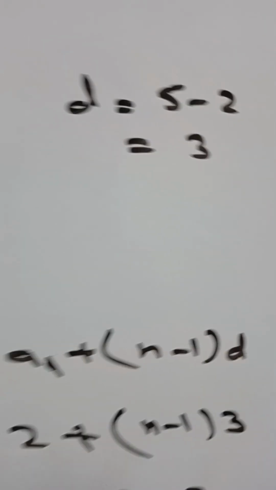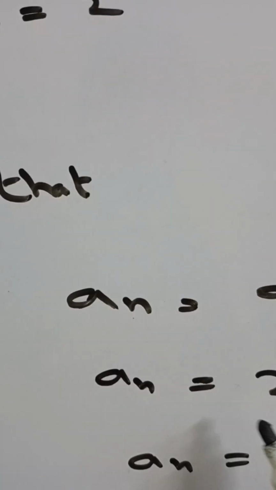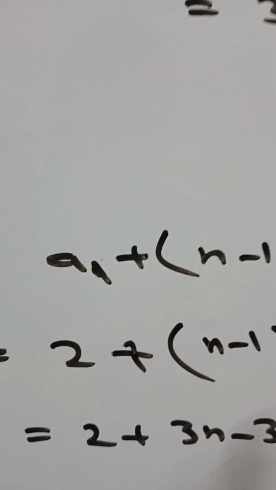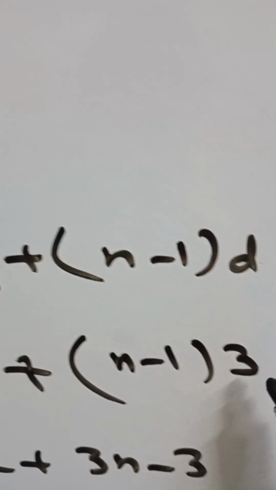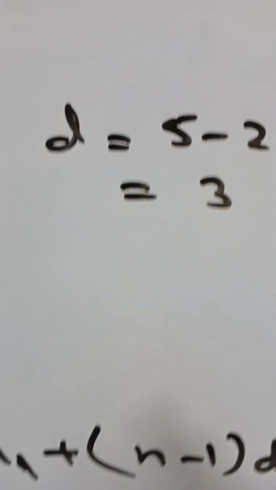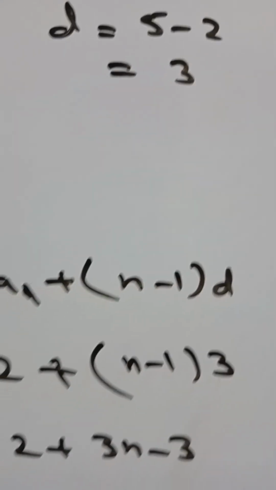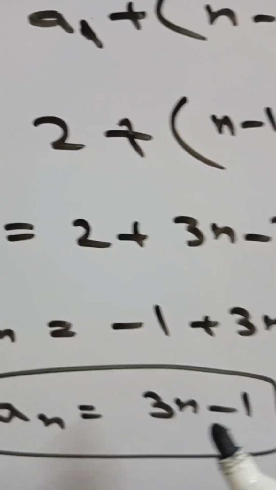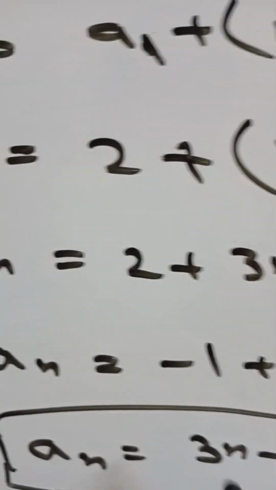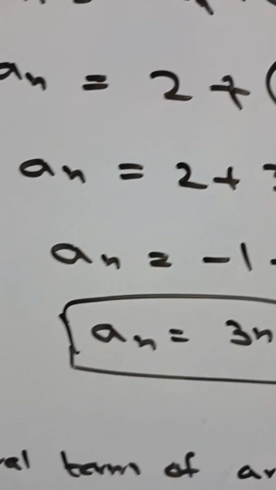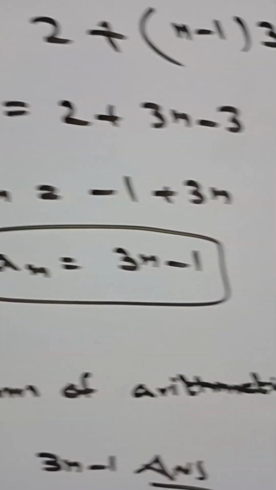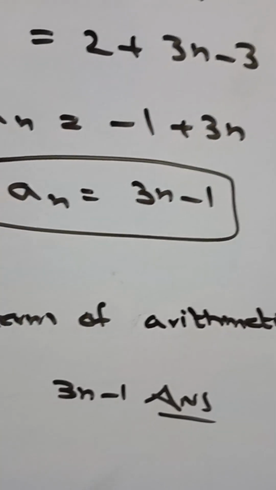n minus 1d. So by putting in its values, an equals a1, which stands for the first term, that is 2, plus n minus 1. We don't have n given, so n will remain the same. D stands for the common difference, which is 3, constant and fixed. So multiply it: 2 plus 3n minus 3. Now minus 3 plus 2 is minus 1, so an equals 3n minus 1. Got it? Thus the general term of the arithmetic sequence is 3n minus 1.